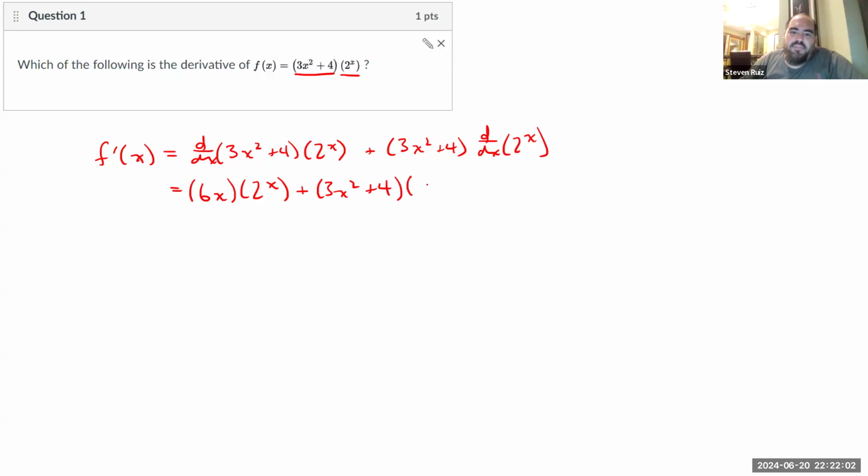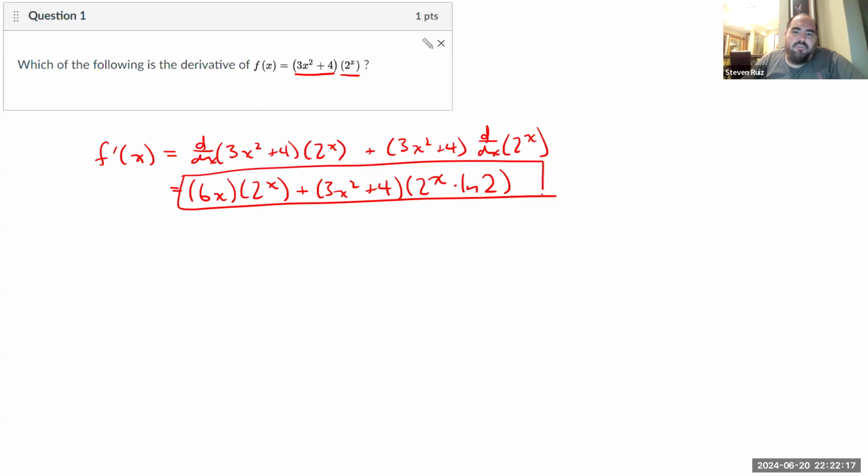So the derivative of any exponential function will include the exponential function and then multiplied by the natural log of its base. So here's the derivative. I did not capture the choices, but this might not look identical to the correct answer, but it can be simplified or rearranged to be identical to whatever the right answer is.